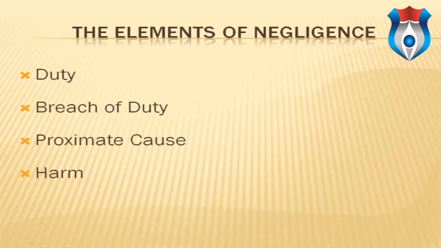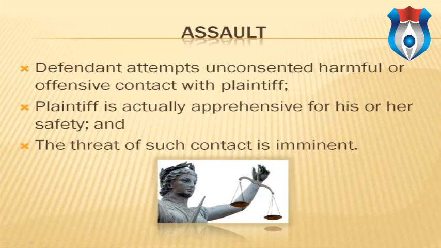Now, the intentional torts all have various elements, so let's look at a couple of examples of intentional torts to get an idea of how they differ from negligence, and then we'll get into the specifics of the two major differences. For instance, let's look at the elements of the tort of assault. The elements of assault are: the defendant attempts to make unconsented, harmful, or offensive contact with the plaintiff; the plaintiff is actually apprehensive for his or her safety; and the threat of such contact is imminent.